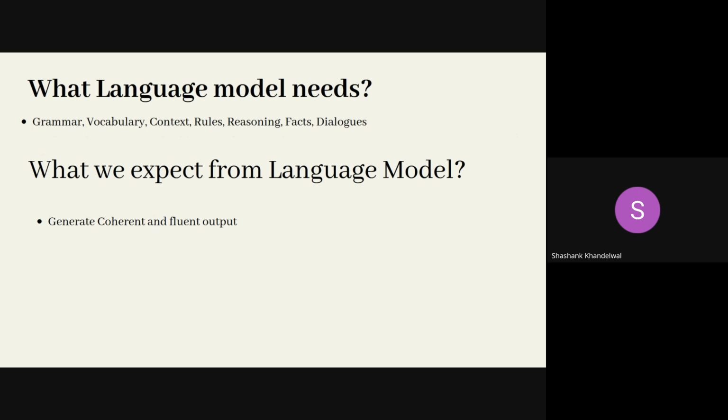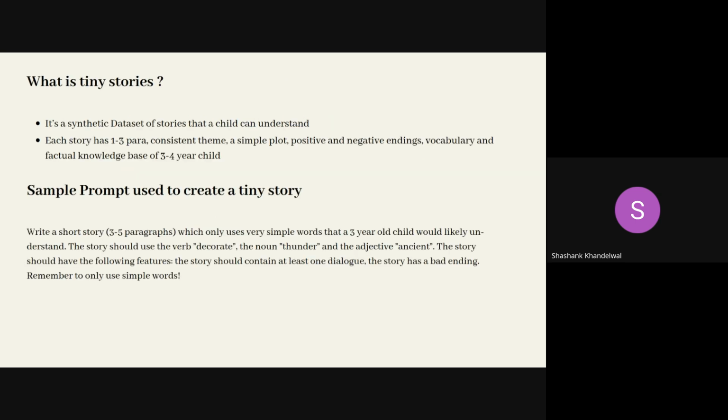What does a language model need? It needs good grammar, vocabulary, context, rules, reasoning, facts, and dialogues. And what we expect from a language model is to generate coherent and fluent output. That's it. So for all of this, Microsoft came up with Tiny Stories.